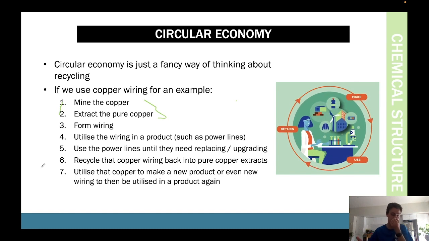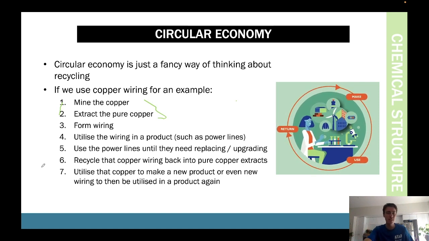So you form the product. So if we think about this as a general term, you obtain the metal. Step 1. Step 2, you form the product using the metal. Step 3, you utilize the product. Step 4, you remove the product for recycling. Step 5, you recycle the product by melting the metal back down into its pure form or sending it to a relevant location for reuse. 7 or 6, the last step, you utilize that material in a new product.